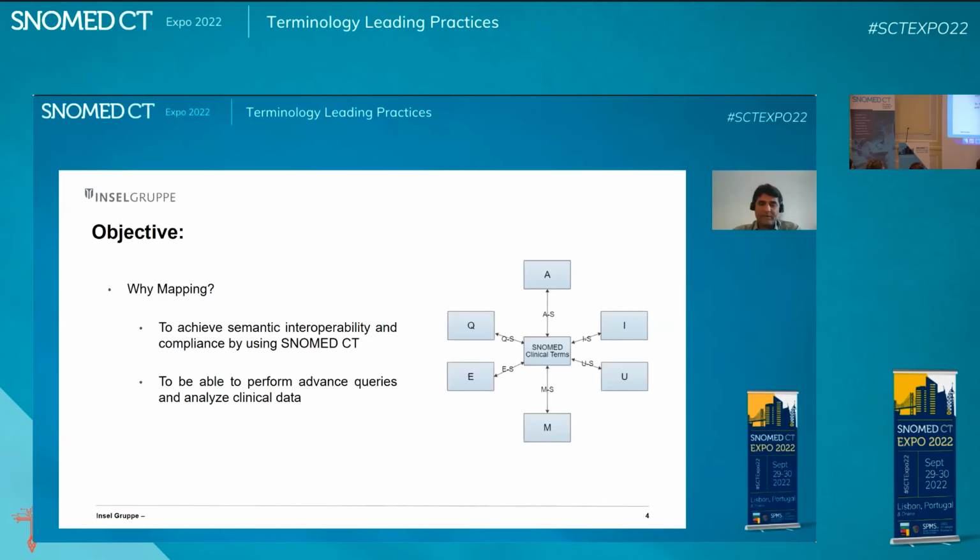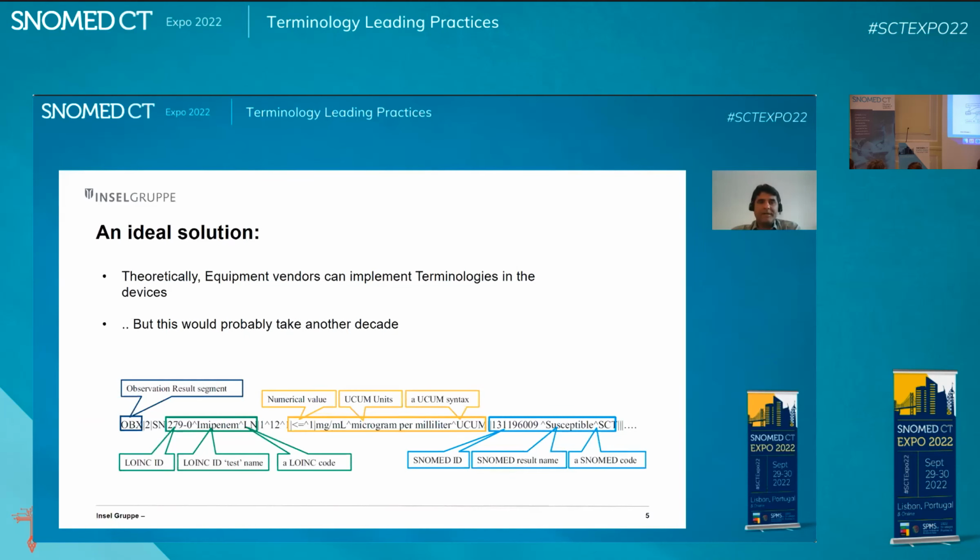There are various terminologies available other than SNOMED, but SNOMED is, as you know, the largest terminology in the healthcare domain, and that's why we wanted to map our clinical concepts to SNOMED CT, and to retrieve the associated clinical analysis with the data. In this slide, I have shown an ideal situation.